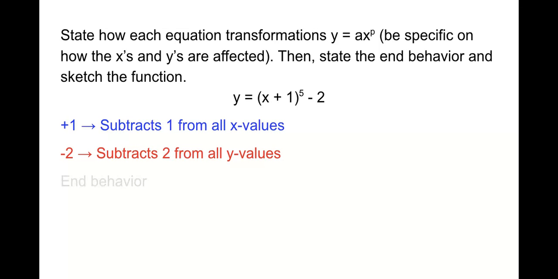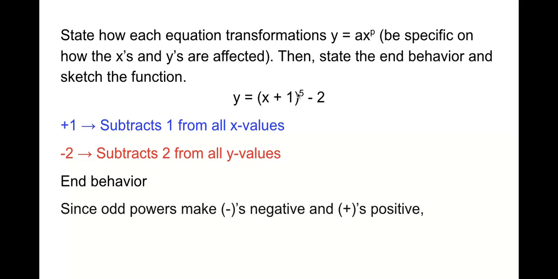All right. Okay, let's talk about end behavior. Well, again, this is a fifth power. It's an odd power. We know that odd powers make negatives negative and positives positive. So if that's the case, as x goes to the left, to negative infinity, y will go to negative infinity. And why is that? Because odds make negatives negative. And same logic, as x goes to the right, to positive infinity, odd powers make positives positive, so the y has to go to positive infinity.